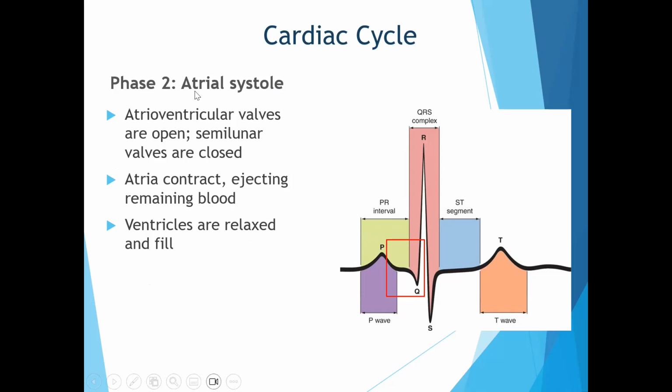Okay, atrial systole or atrial contraction. We have our AV valves open, so mitral valve and tricuspid valve are open. The semilunar valves are closed. So that means that our aortic valve and our pulmonary valve are closed. The atria are going to contract. They get rid of any remaining blood they're holding that didn't go passively when the valves opened. The ventricles remain relaxed, but they fill up. And so that's this section, coming from our PR interval into the Q wave.